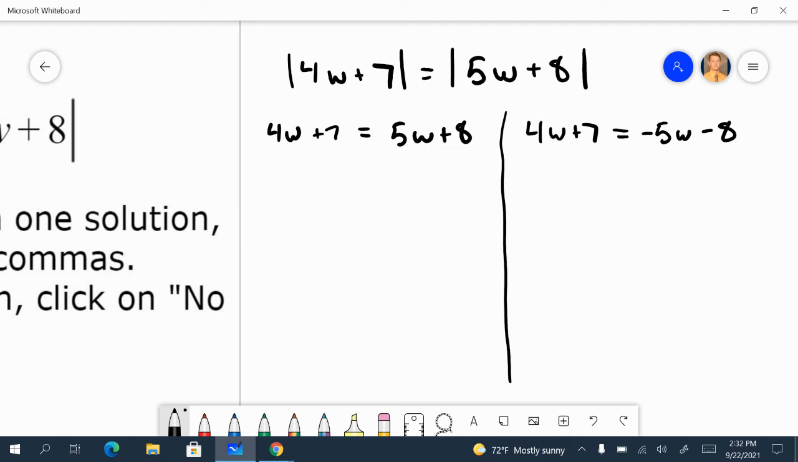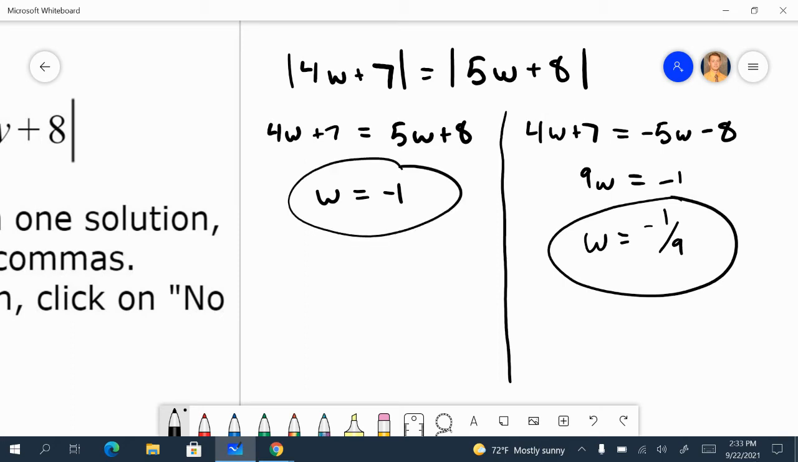So just kind of quickly doing this in my head, we would have W equals negative 1, I believe, on that side, if I did that right. Yep, I think that's right. Okay, and then on the other side, we will get, let's see, 9W equals negative 1. So W will equal negative 1/9. And that's okay. That works. That's one of our solutions. So we've got two solutions for this.